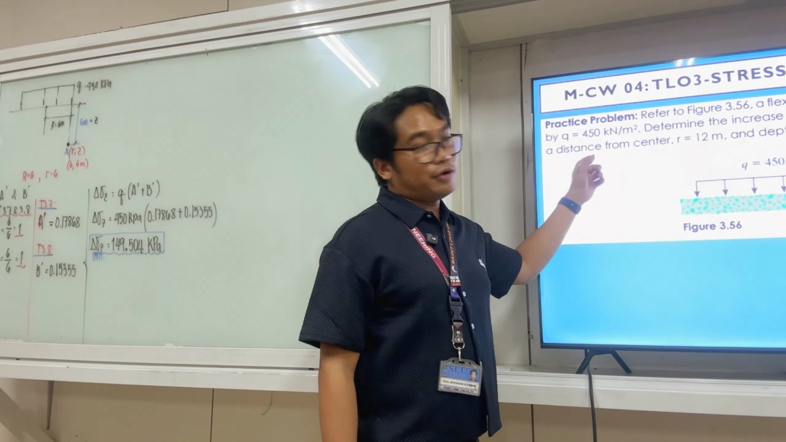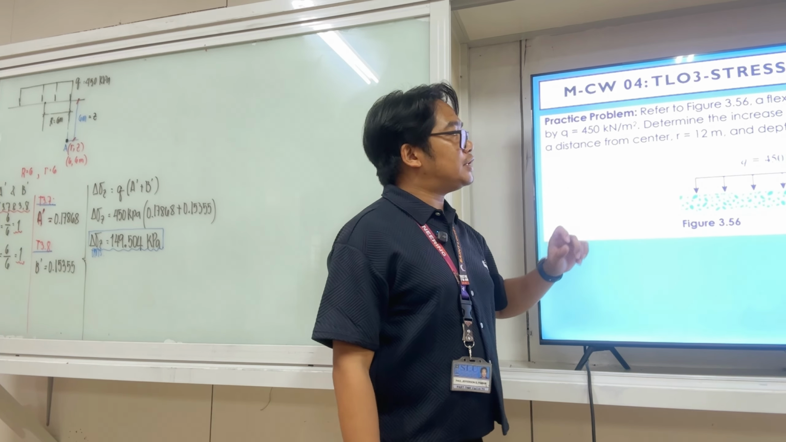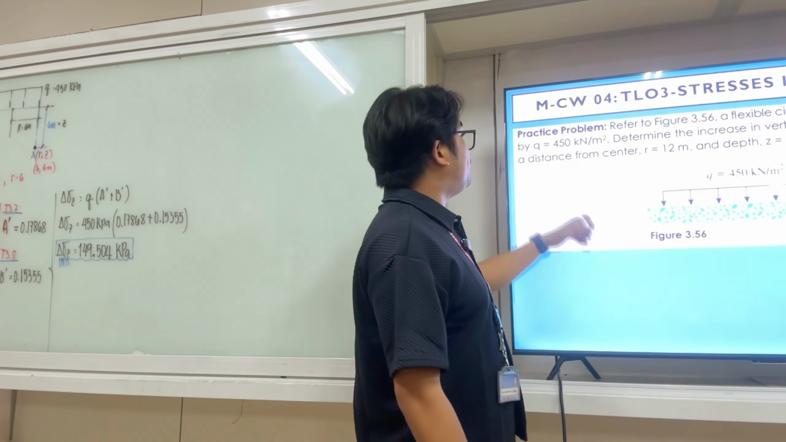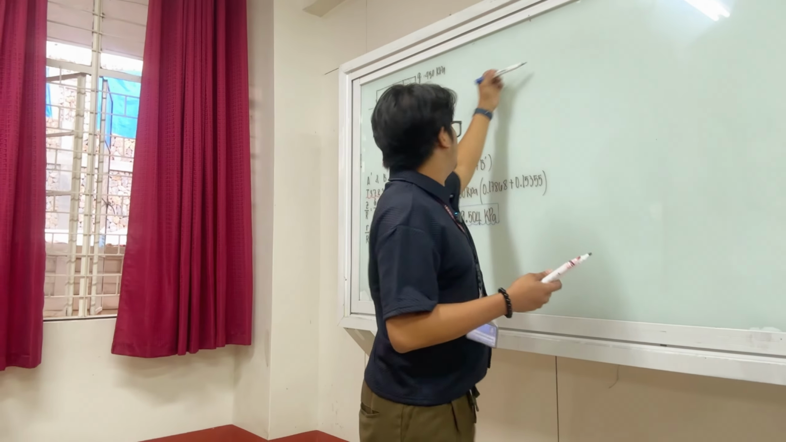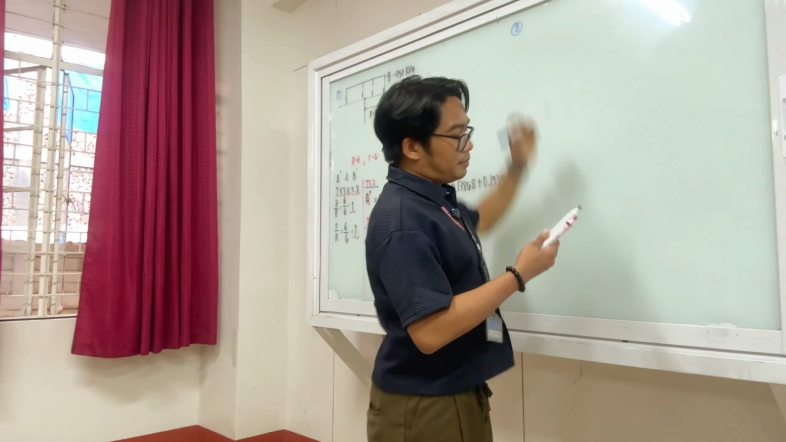A flexible circular area of radius 6 meters, uniformly loaded with 450 kilopascal. Determine the increase in vertical stress at point A if point A is moved to a distance from the center of 12 meters at a depth of 3 meters. Only the location of our point A was changed.